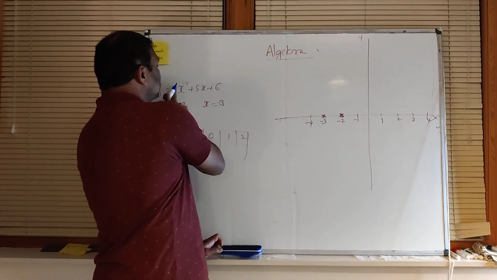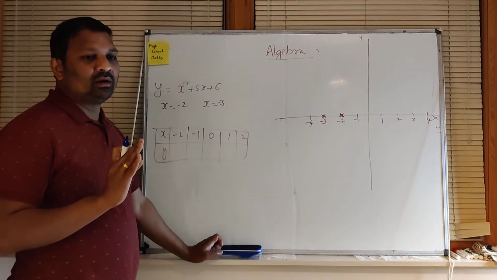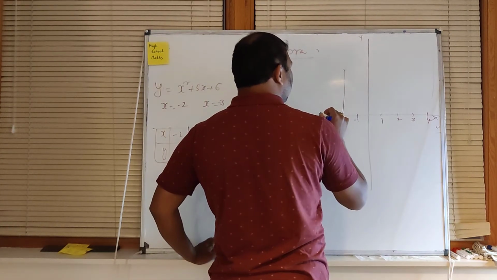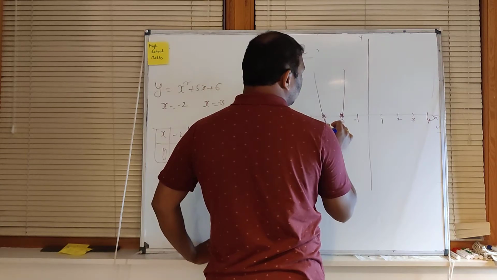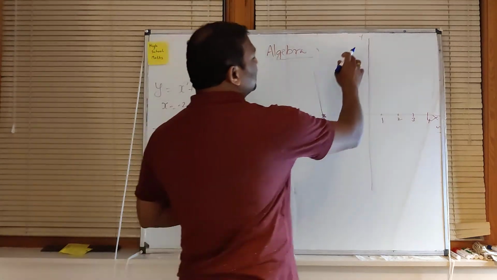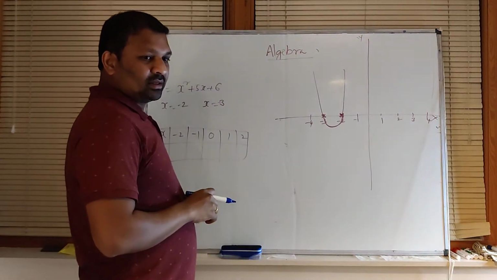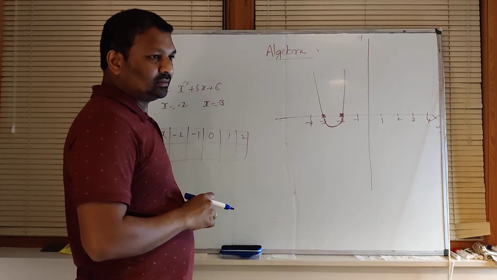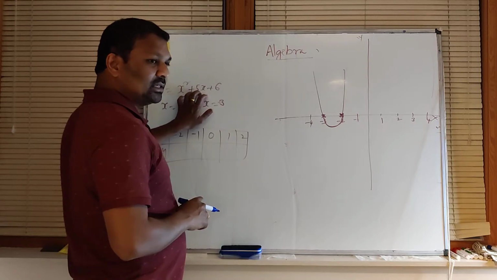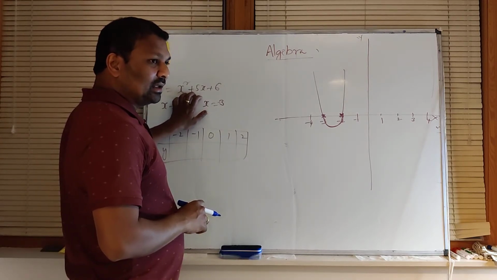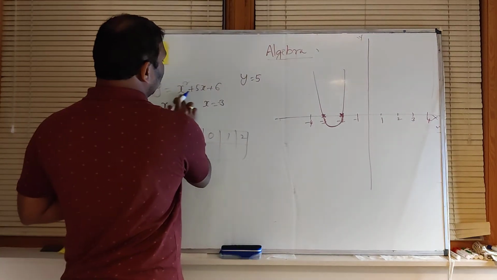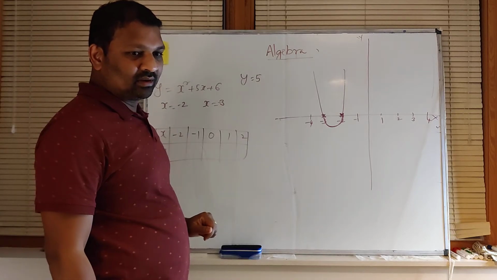In this case, because the coefficient of x square is 1, both arms will go up. This arm is going up, this arm is going up, so they will be connected somewhere down here. This is the y-axis. For example, at what point will this graph cut y equal to 5?